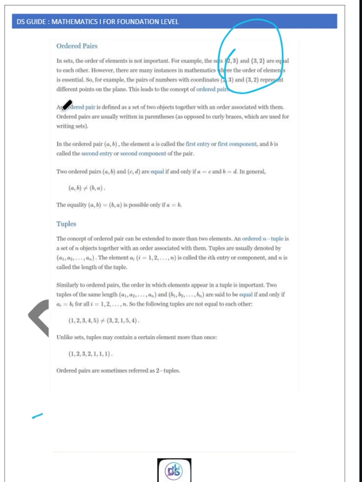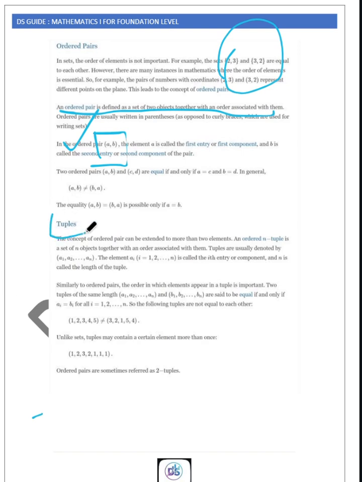Okay. So an ordered pair is basically defined as a set of two objects together with an order associated with it. What is the notation of an ordered pair? A comma B, where A is the first element, or you can say first component, and B is the second component. A comma B is not equal to B comma A. The equality only exists when A and B are both equal.